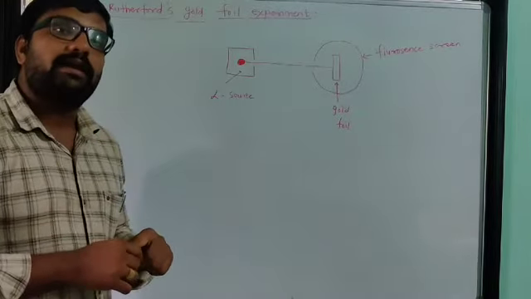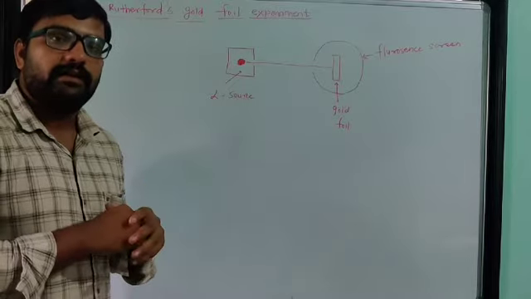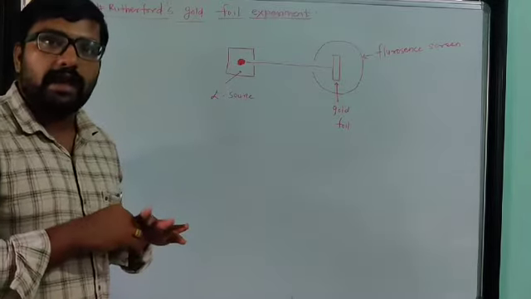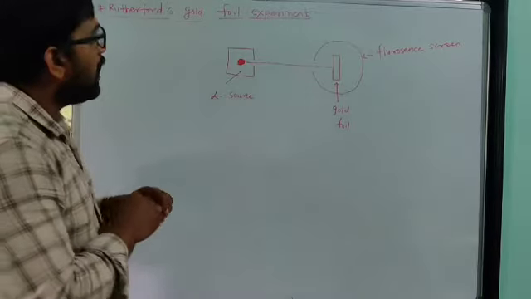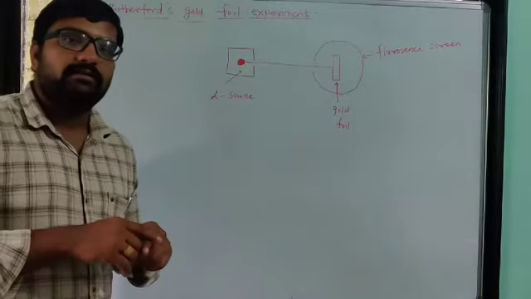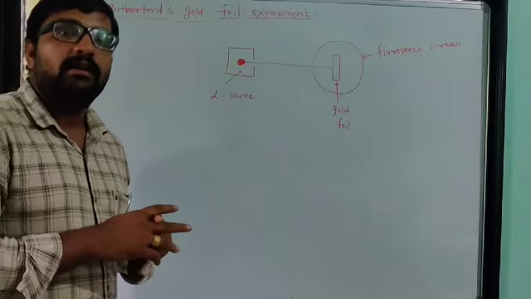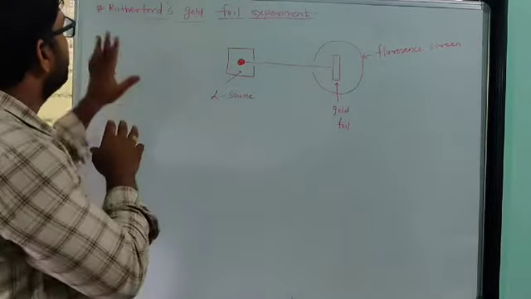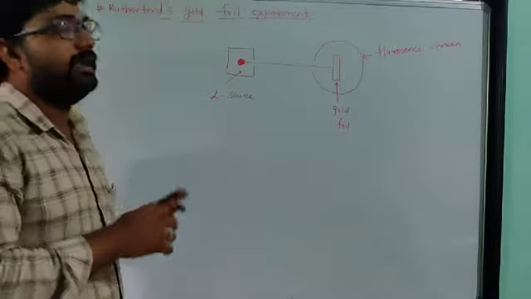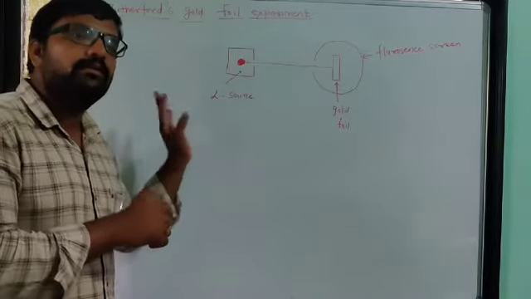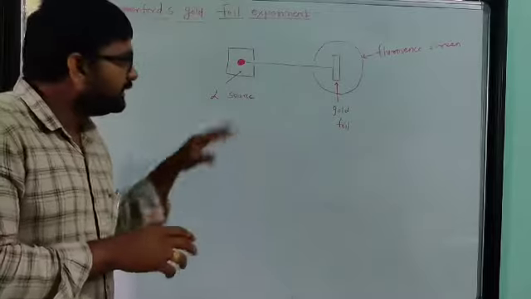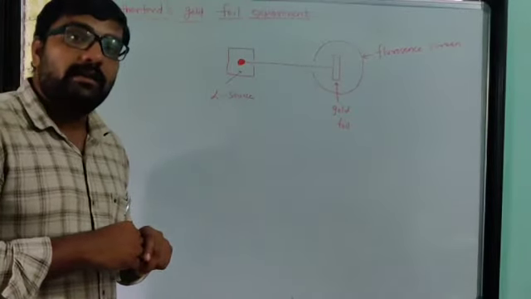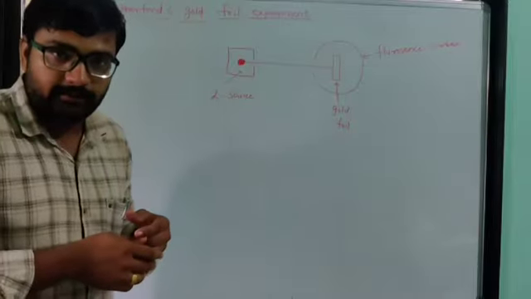Different scientists proposed their theories about the atom. Actually, they were trying to find out what the atom is. Up to now we have studied Dalton's atomic theory and Sir J.J. Thomson's atomic theory, and now we have to study Rutherford's gold foil experiment, that is Rutherford's theory. By using this experiment, they proposed some predictions about the atom.